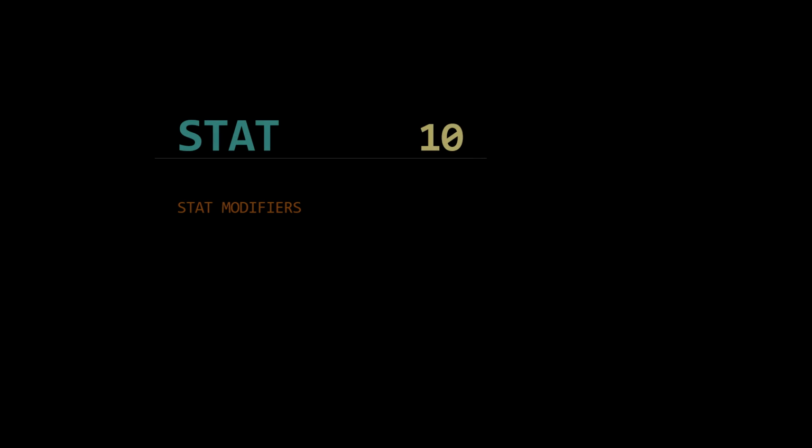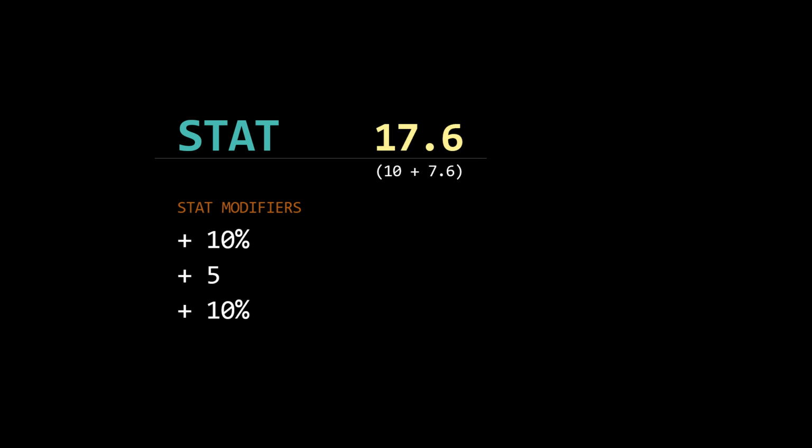Character Stats is a free Unity asset that gives you a simple way of having stats in your game that you can easily modify from a bunch of different sources. For example, let's say you cast a spell that increases one of your stats by 10%. Then you equip an item that gives you a flat increase of 5, and after that you gain a talent that increases it by another 10%.